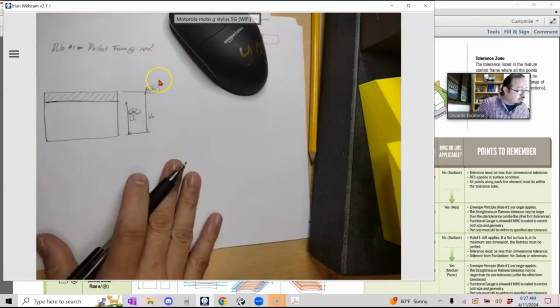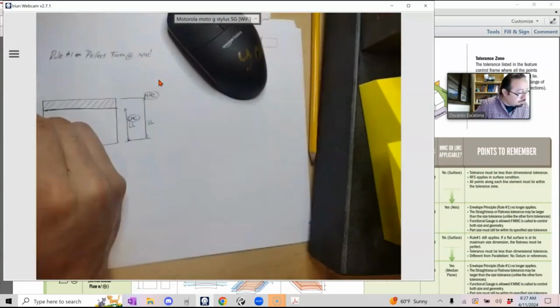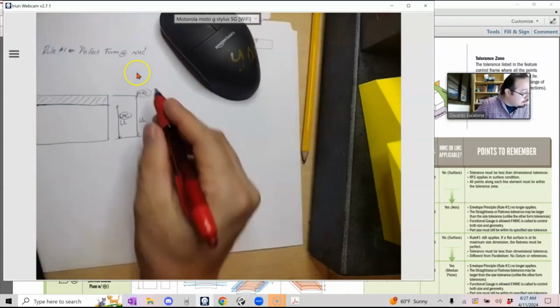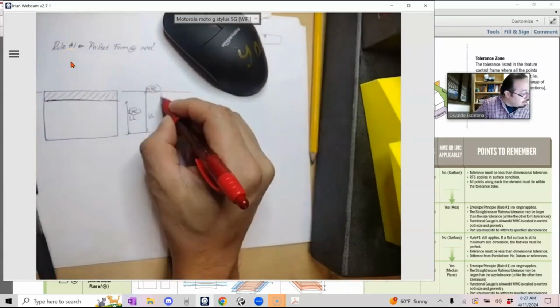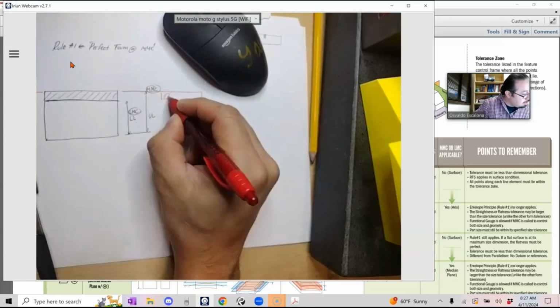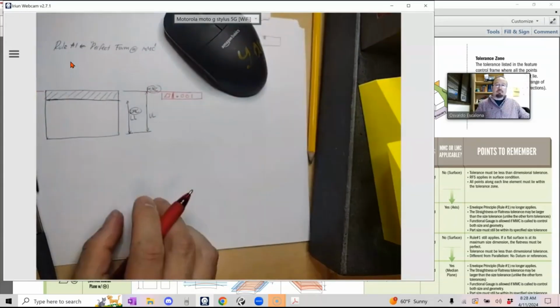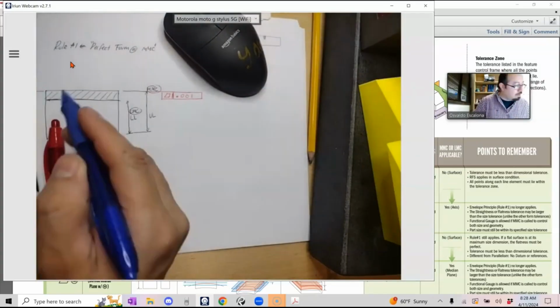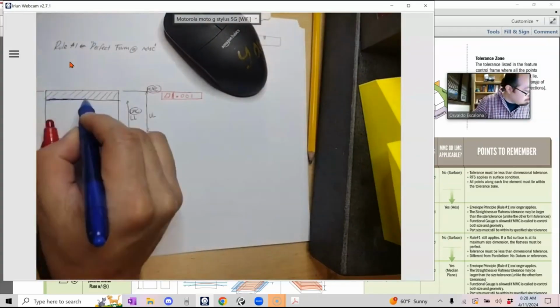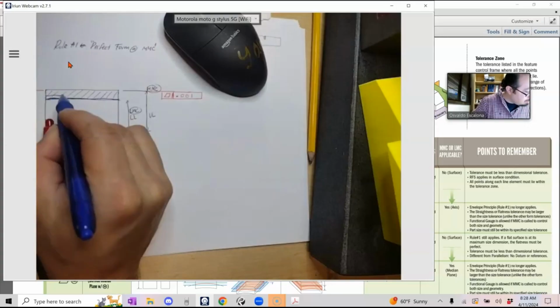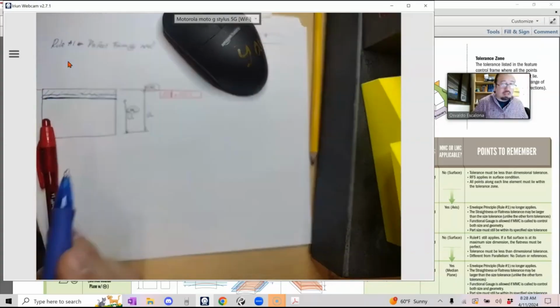Now, let's put this into perspective. Let's say that I went over here and I put my feature control frame, and I say, you know what? I want flatness within 0.001 of an inch. Okay, right. Now, let's suppose that the part came here, and also let's suppose that the part came here and it looked like this. Right. So they will say, you know what?